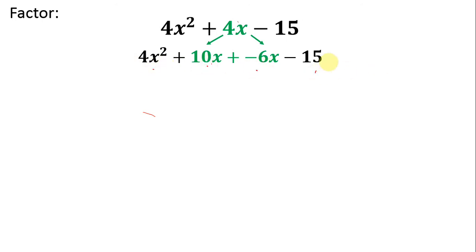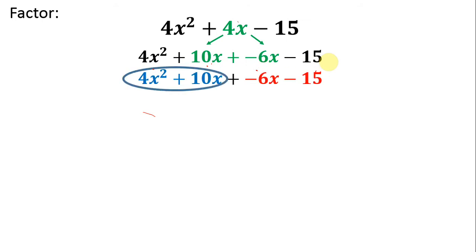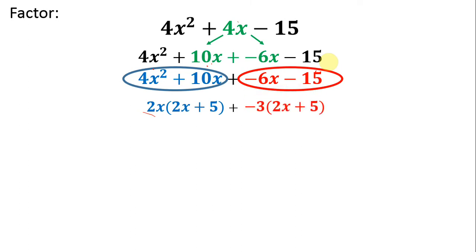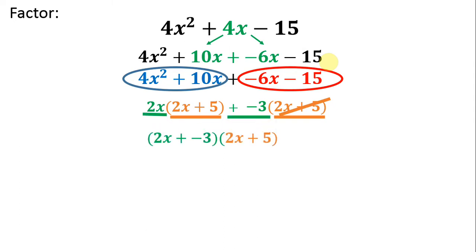So now I'm going to take this equivalent four-termed expression and take out the greatest common factor of this side, and then I'm going to factor this side. After that, we have two sets of the same thing. I can cross out one of them, and then those are my two factors, and I'm done.